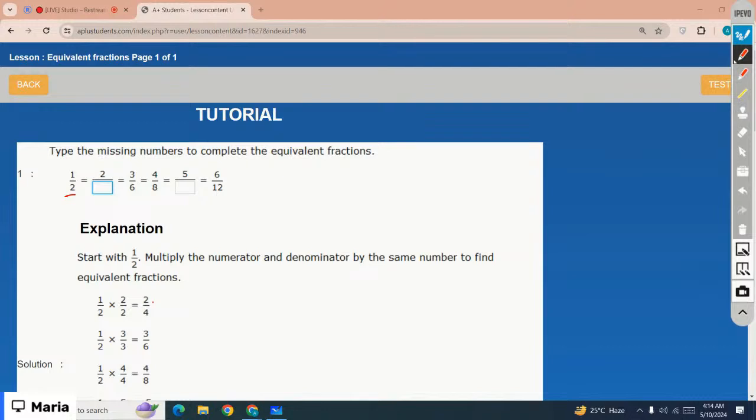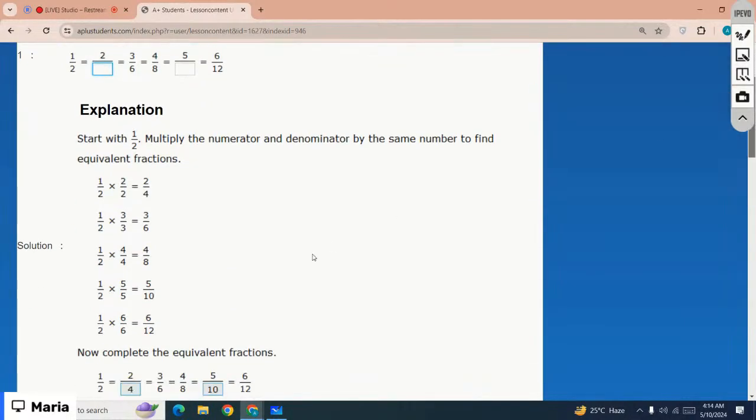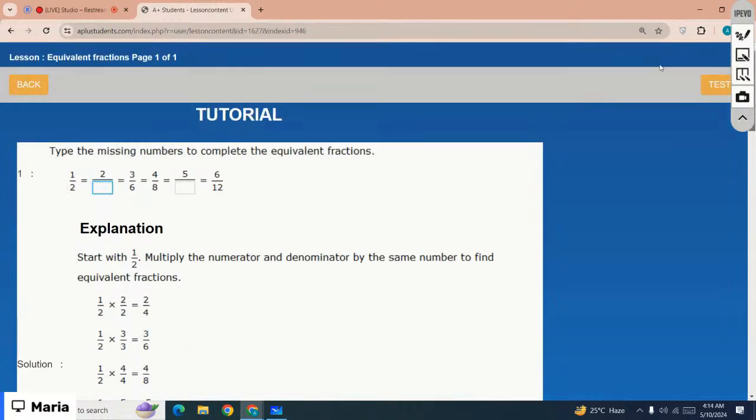Multiply them by 3. That would be 3 over 6. Then multiply by 4. This way you can find the missing numbers. Then you have to multiply it by 5. So 5 times 1 is 5 and 5 times 2 is 10. So the missing numbers are 4 and 10. Let's just start with the practice questions.